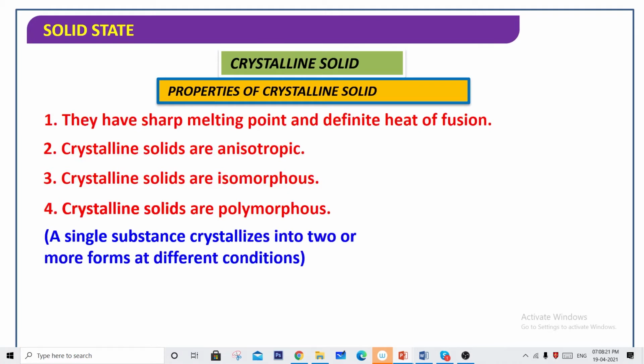Whereas crystalline solids can also be polymorphous, meaning a single substance exists in two or more different crystal structures, two different forms.